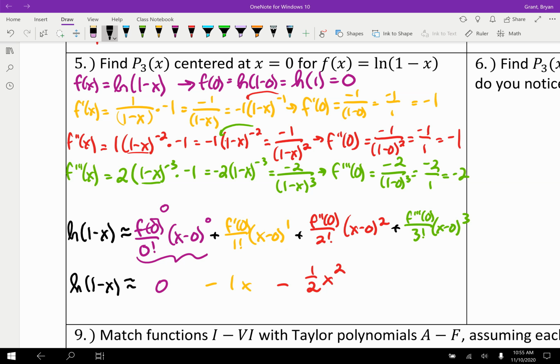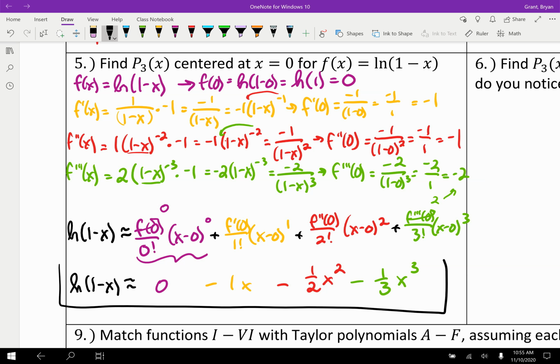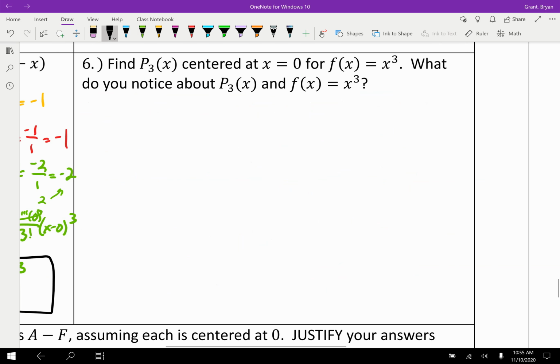And then the last one is f triple prime, also negative, so minus 2, this is 2, we saw that up here, 3 times 2 is 6, 2, 6, that's going to be 1/3 x cubed. And by simplifying here, I think actually you should be able to see this pattern. It looks pretty easy, doesn't it? Minus 1/3 x cubed, minus 1/4 x to the 4th, minus 1/5 x to the 5th. I bet the general term would not be too hard here either. But this is our P sub 3, our third degree Taylor polynomial approximation for the natural log of 1 minus x.